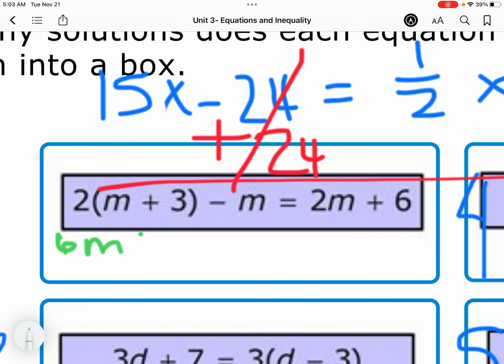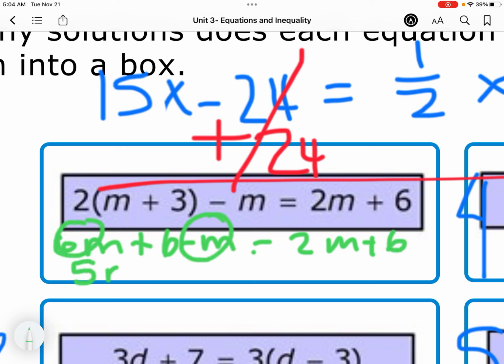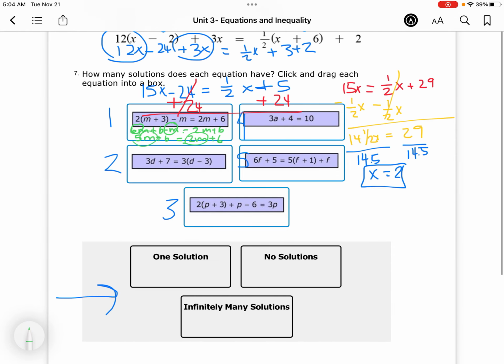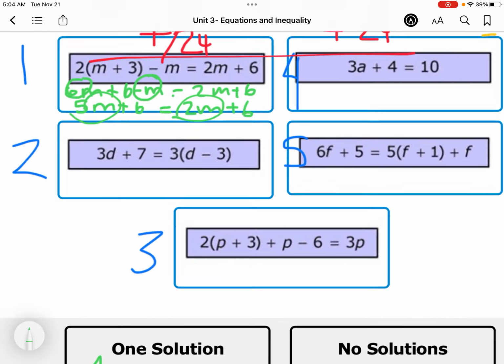6m plus 6 minus m equals 2m plus 6. So I'm going to combine my like terms. So I have 5m plus 6 equals 2m plus 6. Coefficients are different, so that means this is one solution. So number 1 goes in one solution.